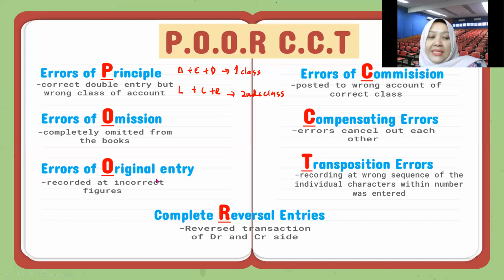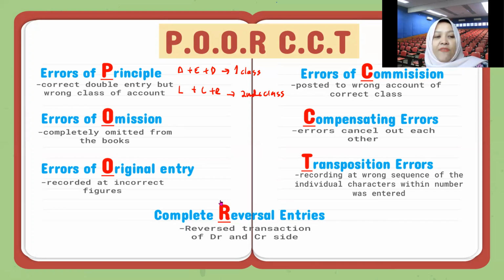The third one is error of original entry, where you have recorded at the incorrect figure. Let's say, for example, your sales should be an amount of 2,000, but your bookkeeper has recorded 200 from the beginning, from the early part of the transaction. He has already recorded at 200, not at 2,000.